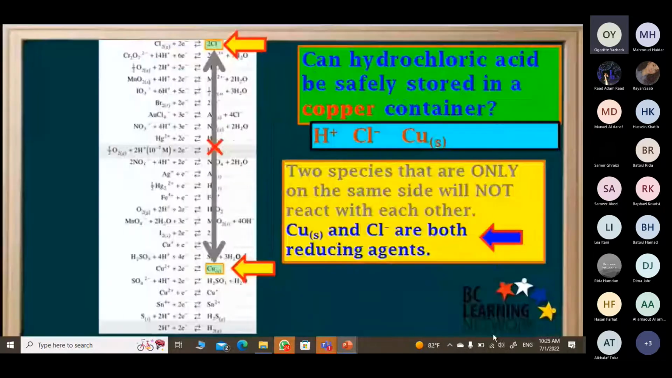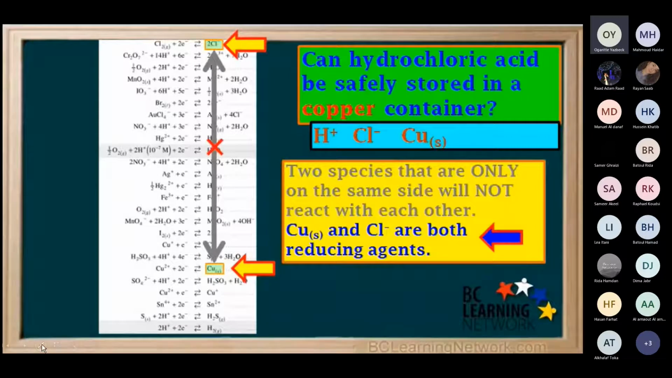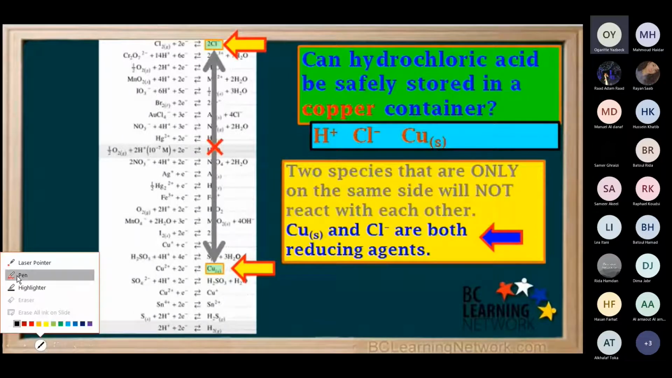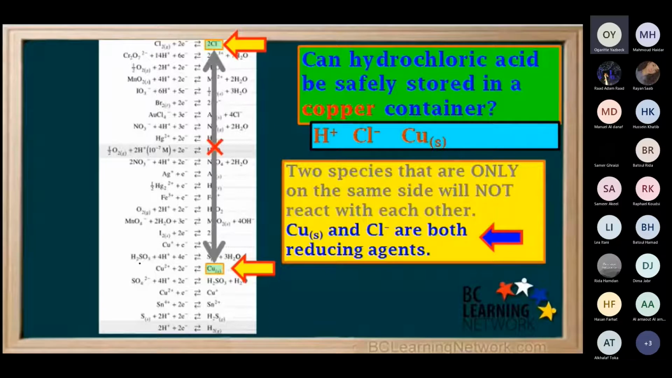Okay. But if you have a big table where you have different E° values, you have to go and pick up the E° that you need. So we need the E° for copper because I have a copper container. Okay, so I get the E° for copper.